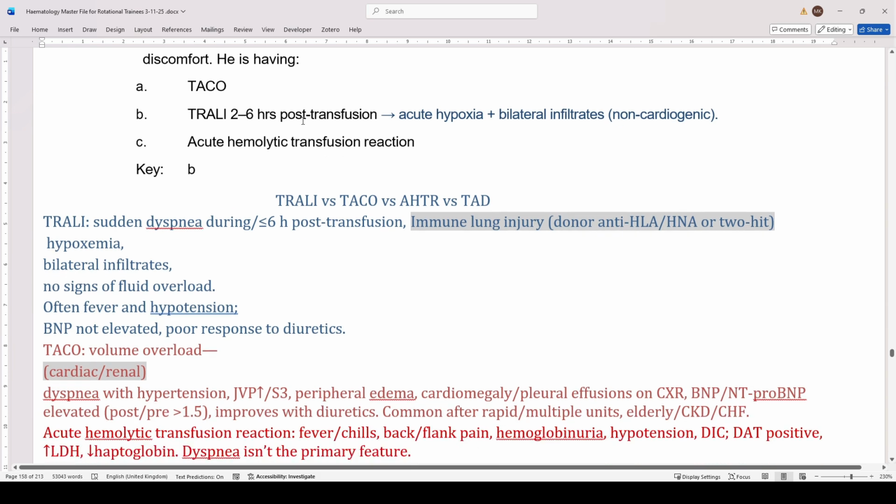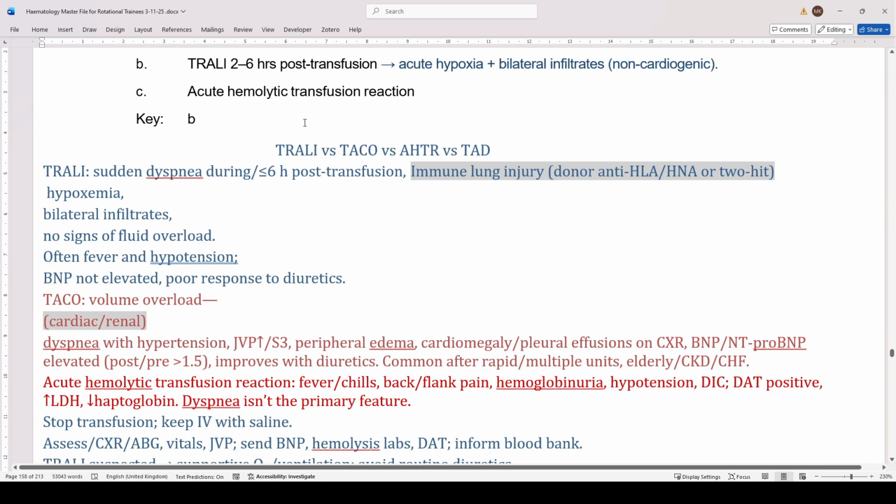Okay, so just to revise the concept here: whenever after transfusion the patient presents with shortness of breath, dyspnea, the differentials will be TRALI versus TACO, acute hemolytic transfusion reaction, or just transfusion associated dyspnea. The timing here is that TRALI and TACO both occur in less than 6 hours. Acute hemolytic transfusion reaction is immediate, and transfusion associated dyspnea is just transfusion related dyspnea in less than 24 hours. The patient can present with that, and this doesn't have any severe complications.